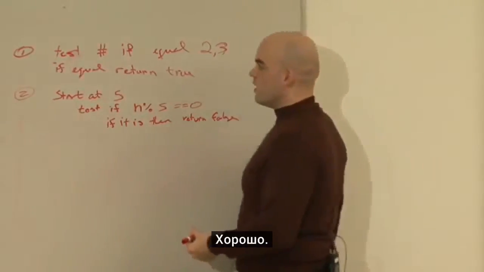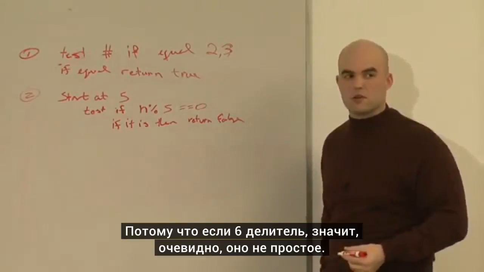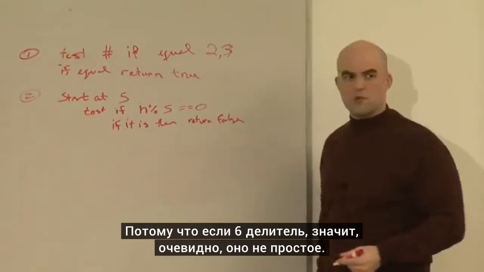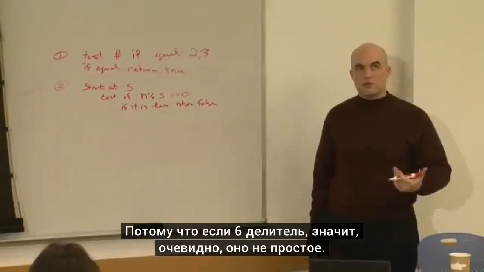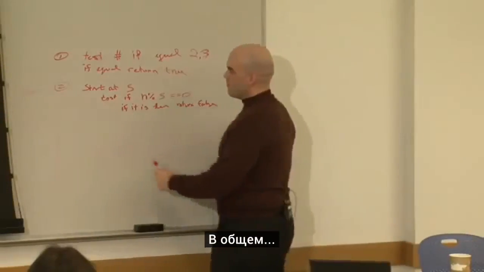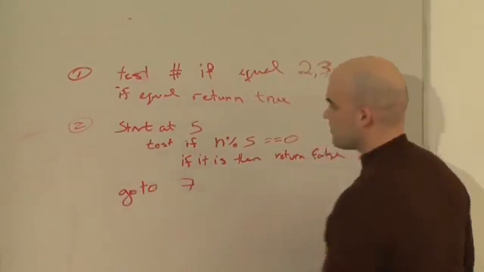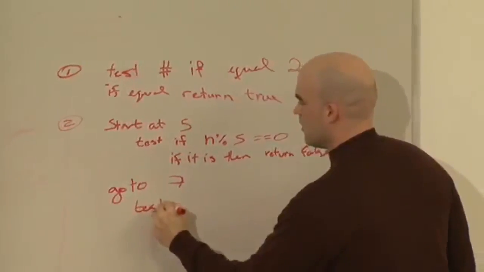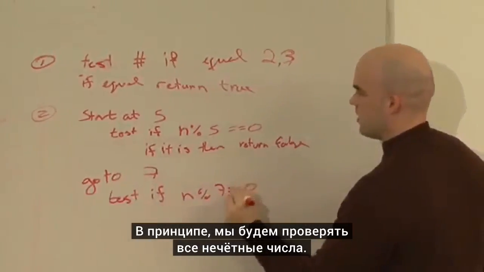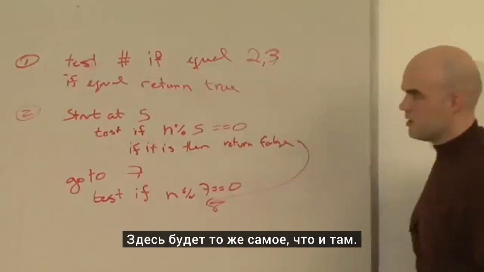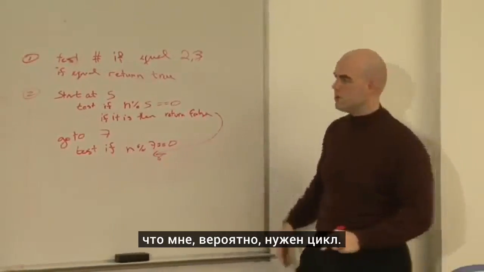All right. 6? No. Yeah, that wouldn't be it, right? Because if 6 is a factor, then obviously it's not. Well, whatever. So we're going to move on to 7, right? Basically, we're going to test all the odd numbers, and this is going to be the same as that. So this repetition indicates here that I probably need a loop, right?